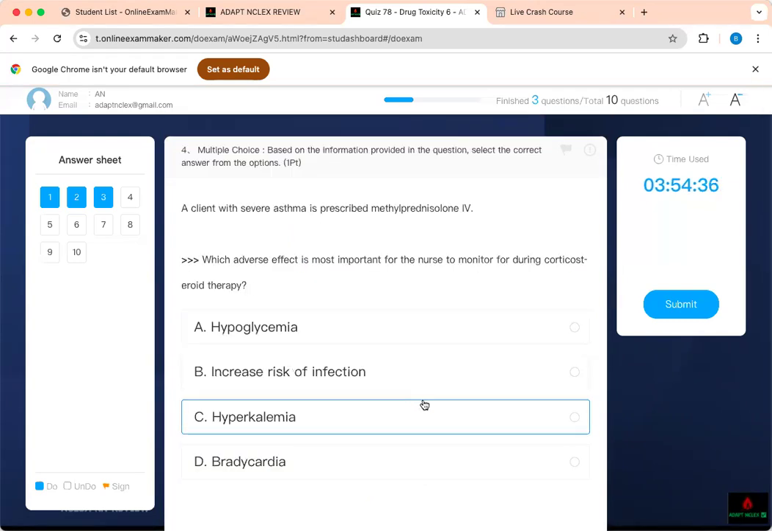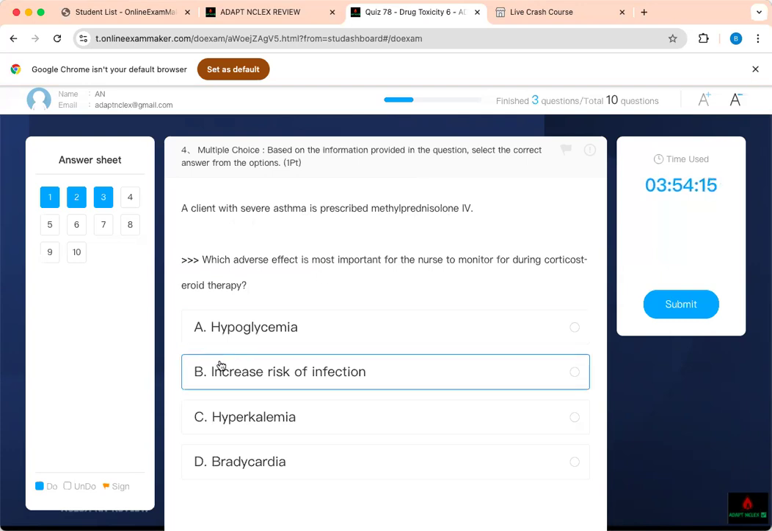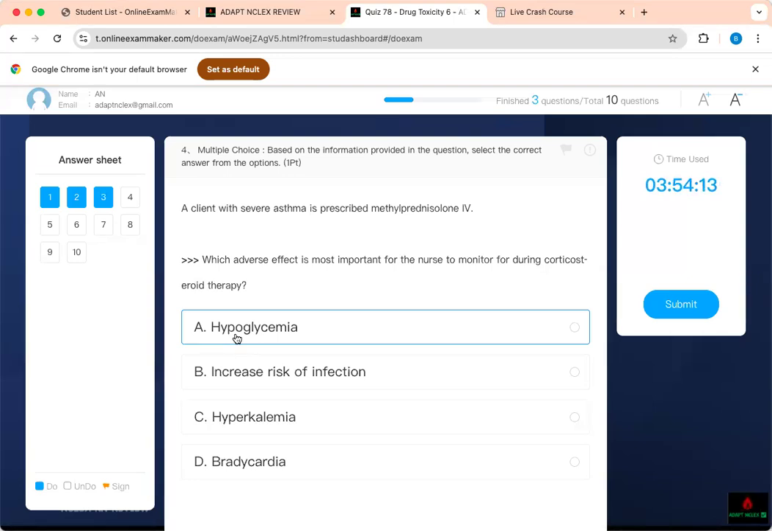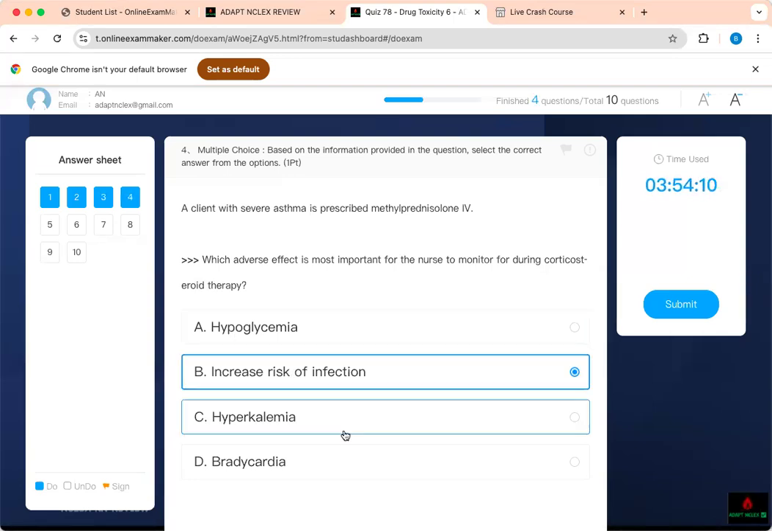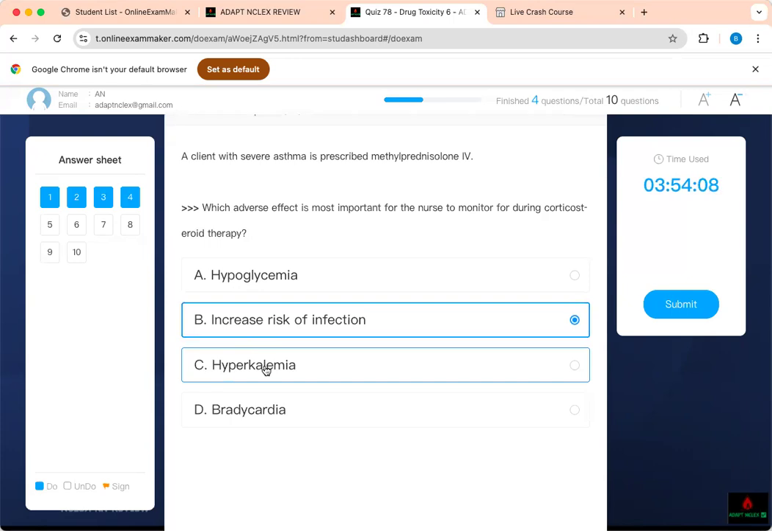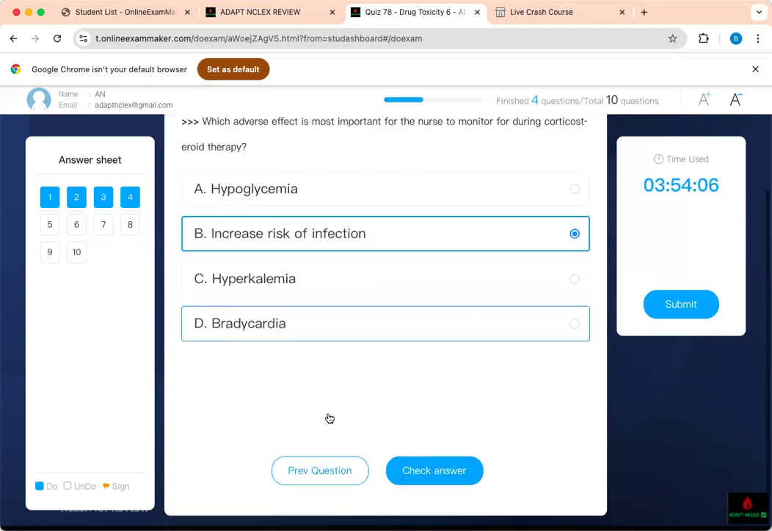Which adverse effect is most important for the nurse to monitor for during corticosteroid therapy? The same thing. During steroid therapy, a client with severe asthma is prescribed methylprednisolone IV. Now we have systemic manifestations of a medication. What do you see when you're giving somebody a systemic steroid? It causes hyperglycemia, not hypo. There are risks of infection. It causes hypokalemia and sometimes tachycardia.